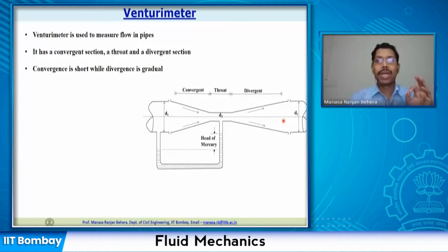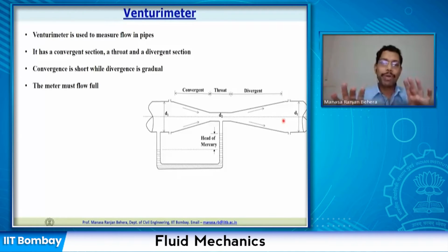Now the meter must flow full, the venturimeter or the pipe must flow full, so that we can apply Bernoulli's equation. If it is not flowing full, then you cannot apply Bernoulli's equation, because it's going to be a kind of open channel flow condition. So we are not discussing the case when the pipe is not flowing full.